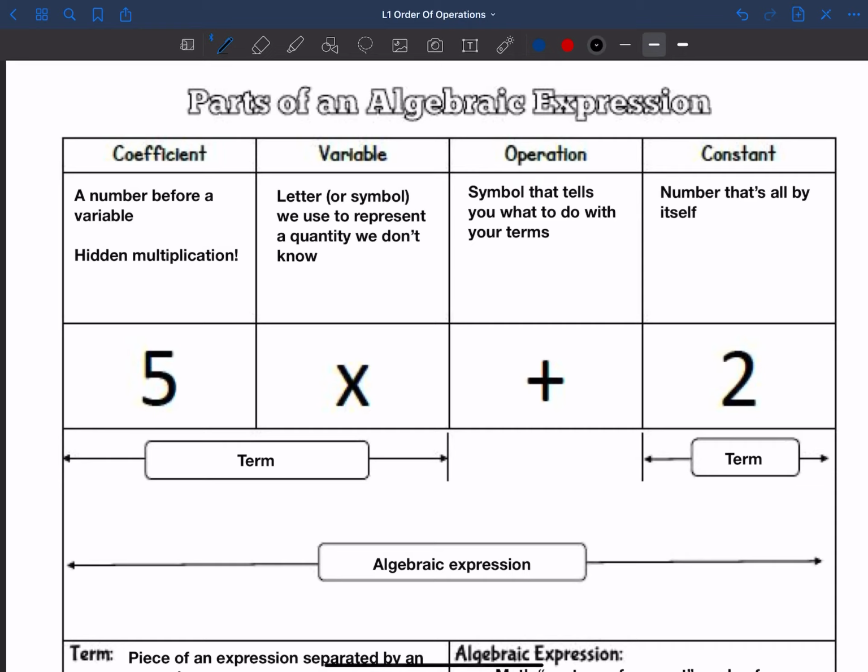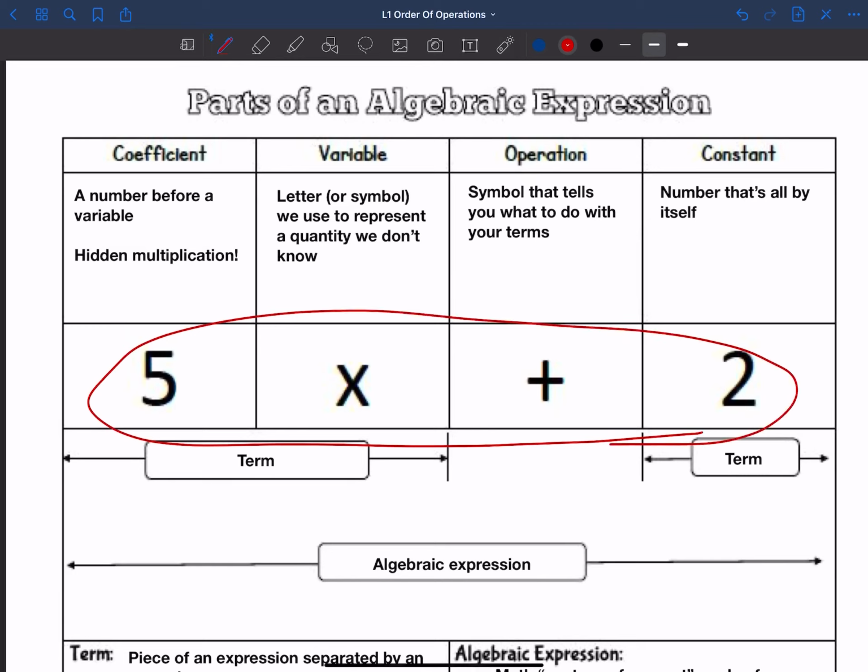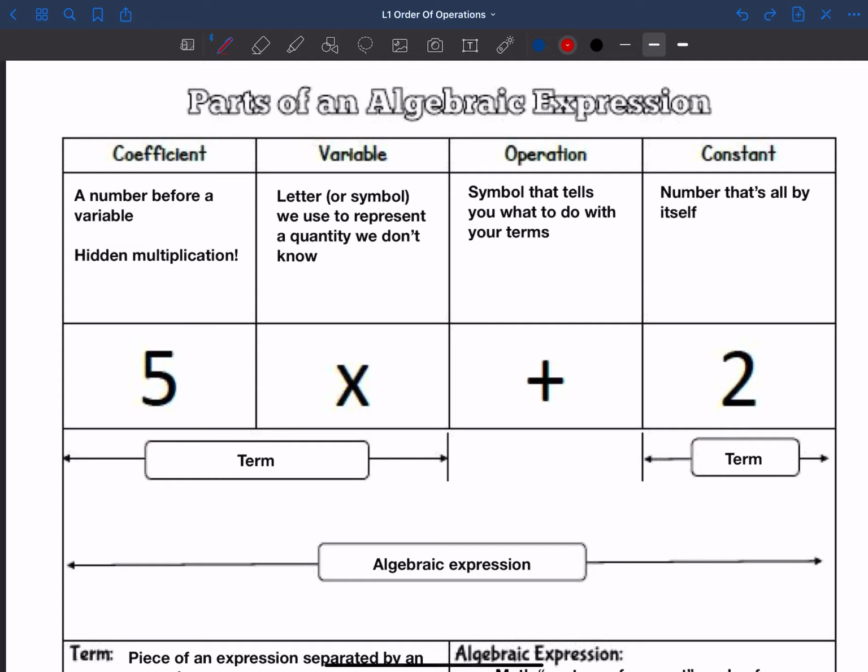So, we've got different parts of an algebraic expression. We've got this algebraic expression down here, this 5x plus 2, and all of these different pieces have different names that we're going to use throughout our class.